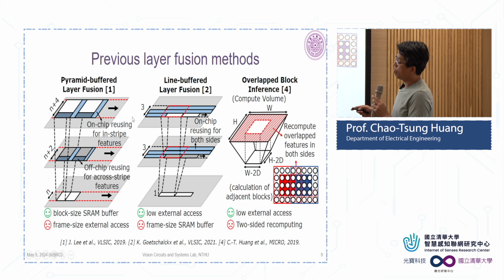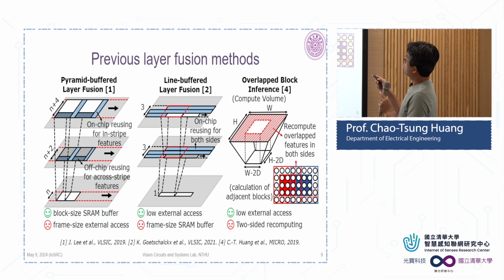And in this reference work, the authors suggest that we can store these features in the on-chip SRAM to avoid the frame-sized external memory access, but it will induce a frame-sized SRAM buffer. You will need a quite huge SRAM buffer to store these vertically overlap features.